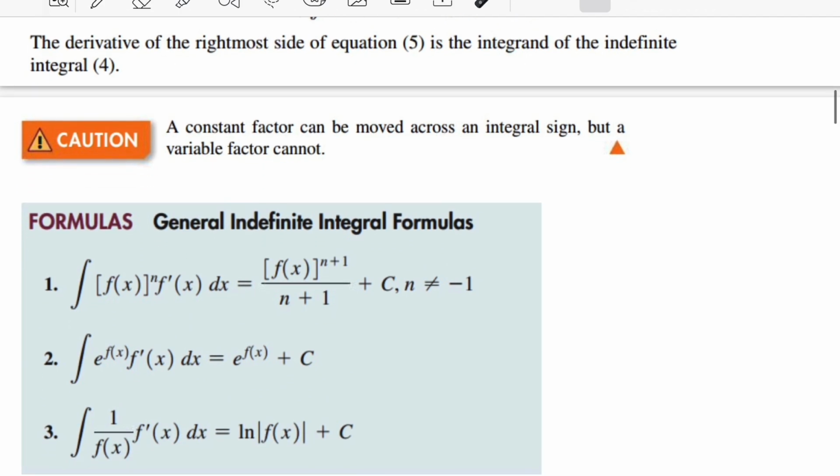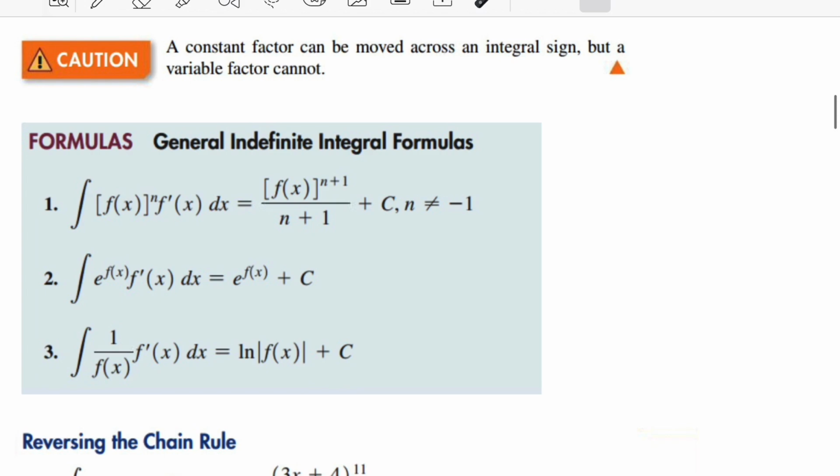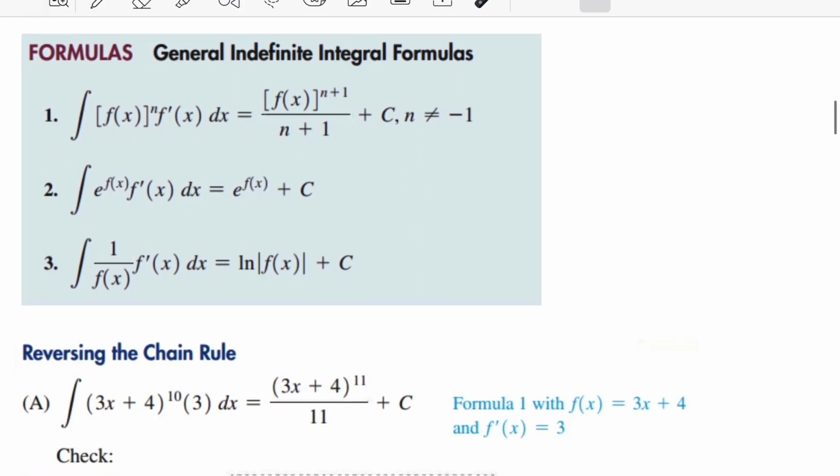Okay, so let's look at an example of just that. What we want to do is take the integral of this function here, and we see that it's going to be equal to this inside function here to the power n plus 1 over n plus 1 here, because our n is equal to 10, plus some constant c. Okay? So in this case, our f of x function is going to be 3x plus 4, and our derivative is equal to 3. And we're using this property here. And we know we can check this guy, because if we want to take the derivative of this, we should end up with what we're trying to integrate in the first place.